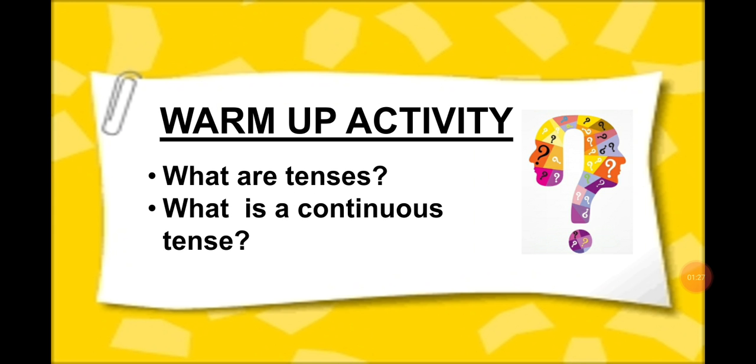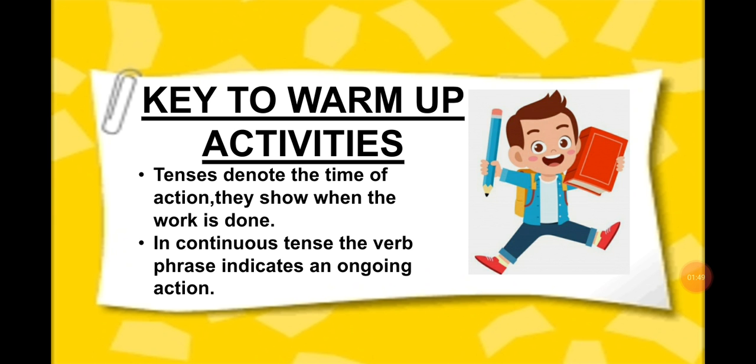But before we start our lesson, there is a small warm-up activity for you. Just recall what are tenses and what is a continuous tense. In the previous classes, we have discussed tenses and continuous tenses. So, let us discuss first what is a tense. A tense is the time described by a verb shown by its grammatical form, or tenses denote the time of action. They show when the work is done.